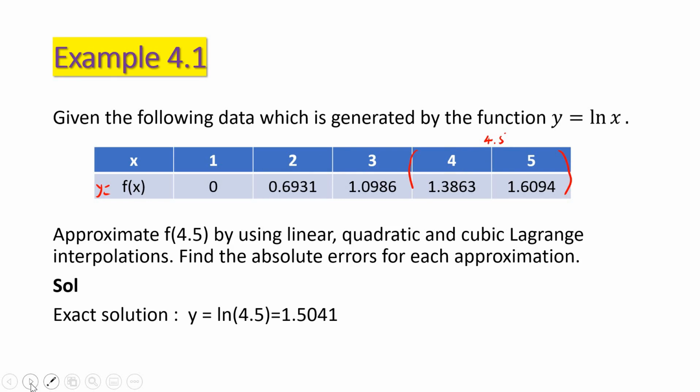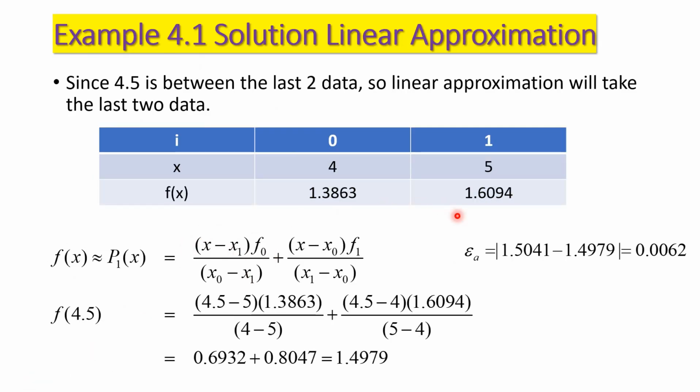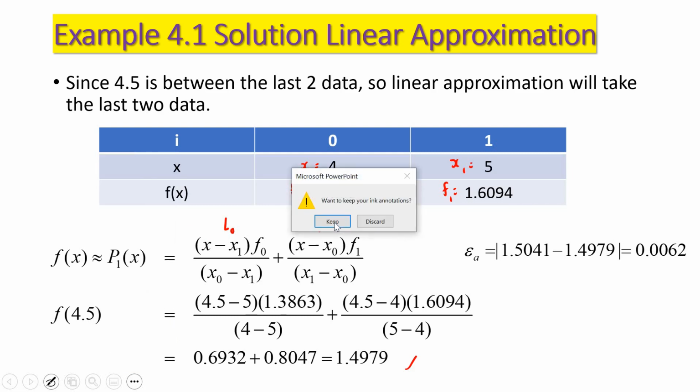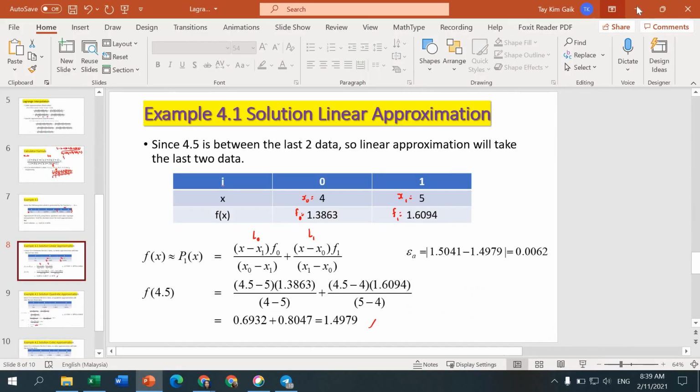So for linear, you move here. If you plug into the formula accordingly and calculate, you'll get this value. For linear, maybe you can straight away calculate, no problem. So for linear, make sure you take 4 and 5. This one is your x0, this is your x1, this is your f0, and this is the f1. So this is L0 F0, L1 F1. Then I will show you how to use a calculator. This one, you straight away plug everything into the formula.